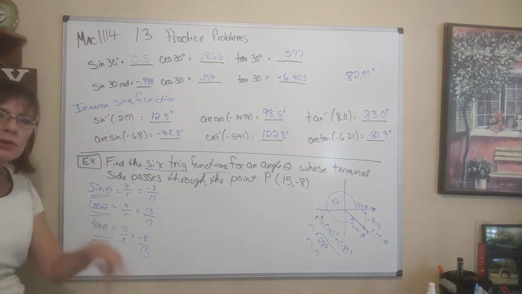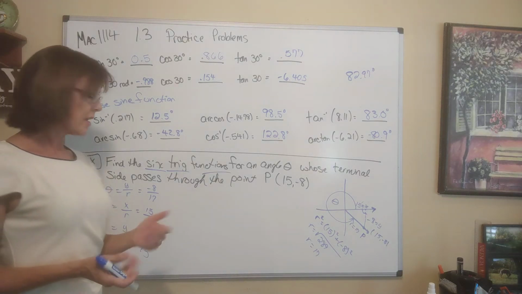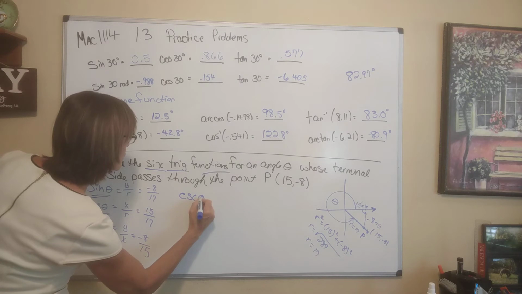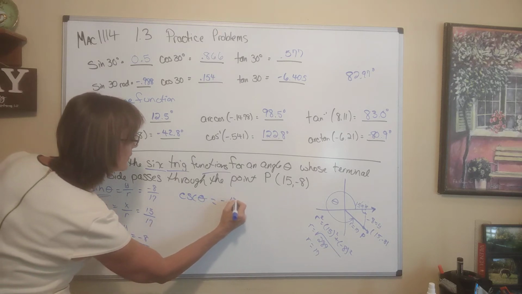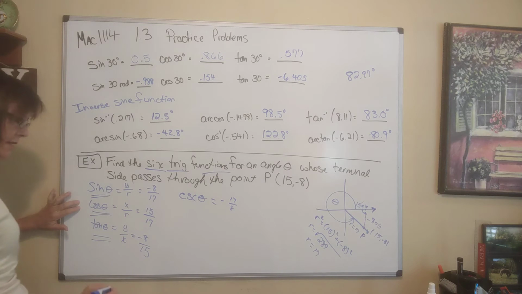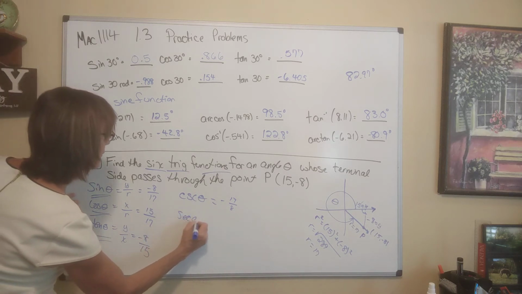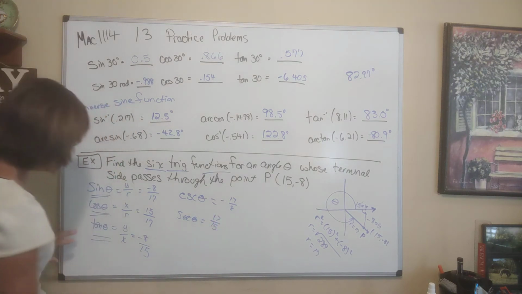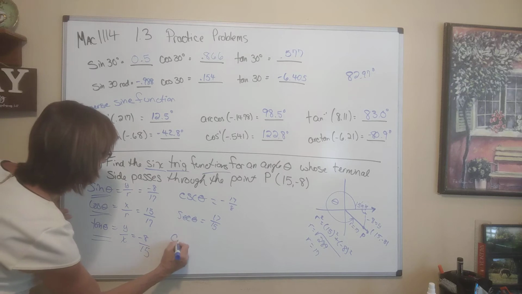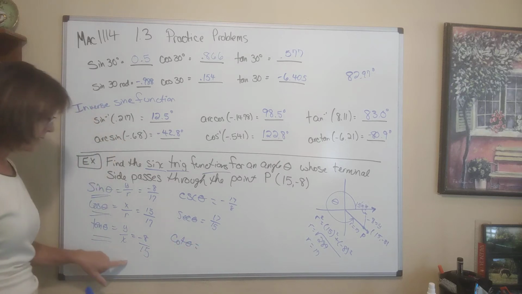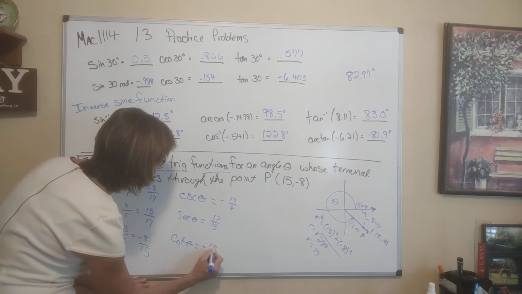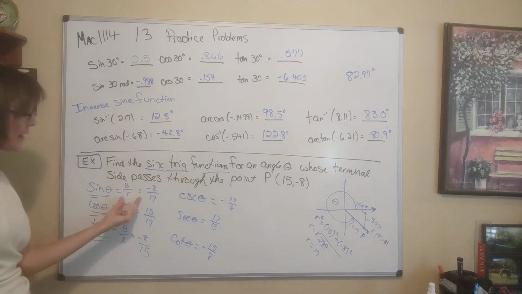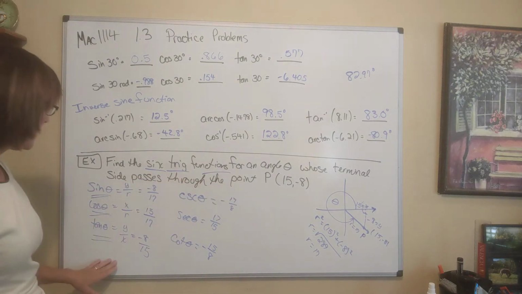I just used the reciprocal functions to figure out the rest. So if the sine of theta is this, then the cosecant, which is its reciprocal, is this flip-flopped, negative 17 over 8. And the secant of theta is the reciprocal of the cosine, so it's 17 over 15. And the cotangent of theta is this flip-flopped, negative 15 over 8. So that's how you can do a problem like that. For this particular problem, we had to go back to the definition of the trig functions.